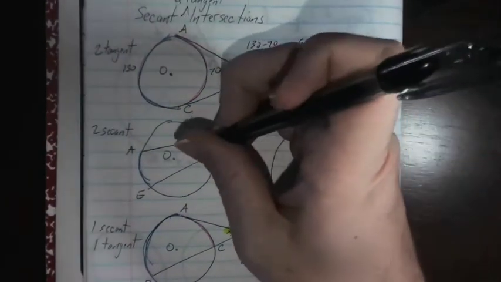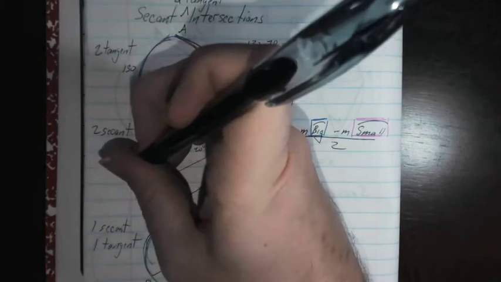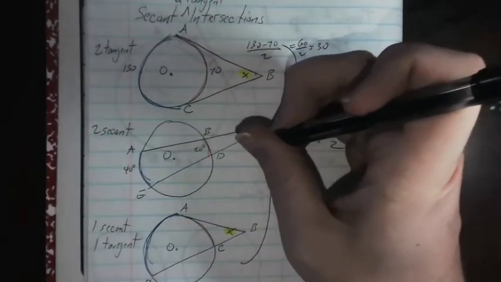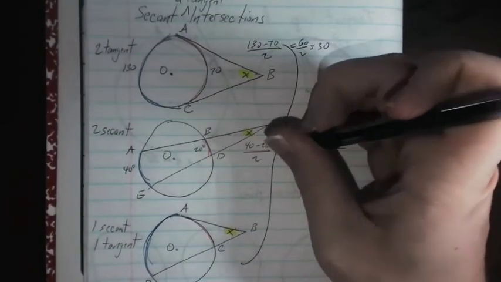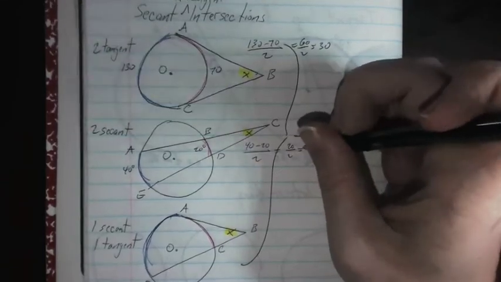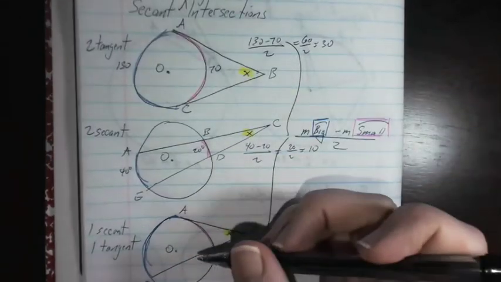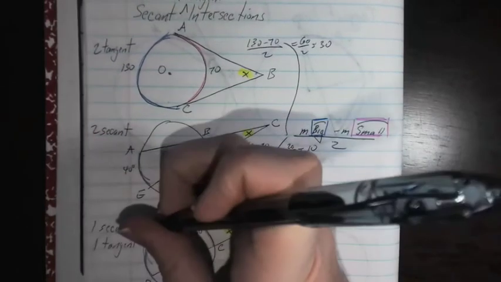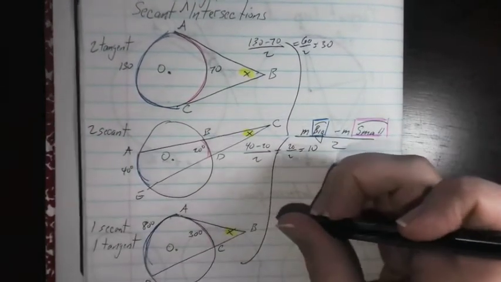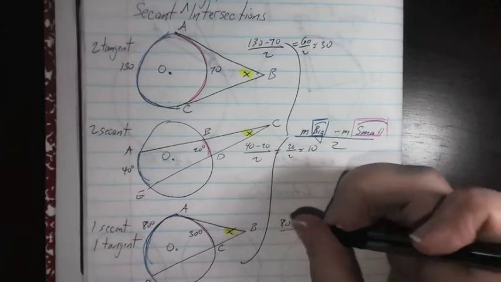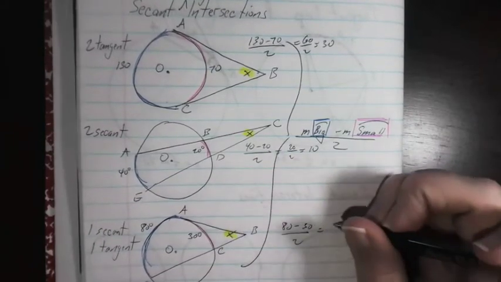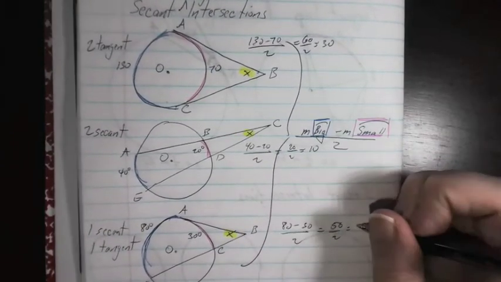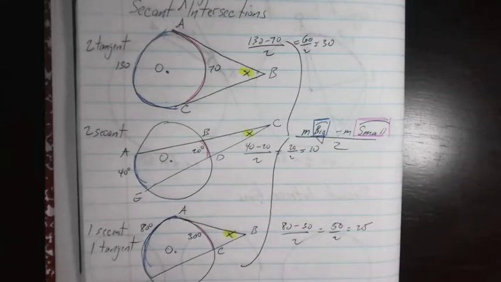Let's do this one. If this was a 20 degree and this was a 40 degree, well, this one is just going to be 40 minus 20 over 2, so that's going to be 20 over 2, so that's going to be 10. Let's give this one a shot. If this one was 30 degrees and this one was 80 degrees, well, this would just be 80 minus 30 over 2. That would just be 50 over 2, so this would just be 25. That's all there is to it.